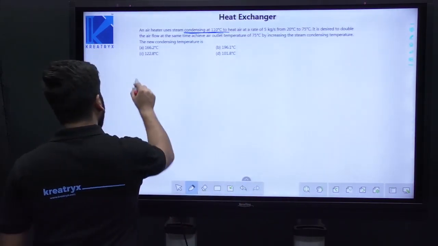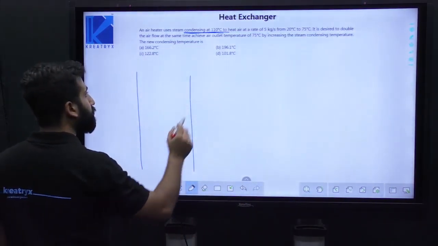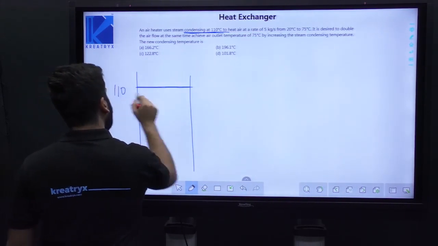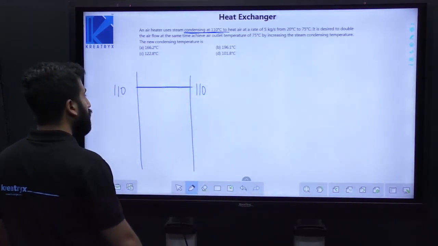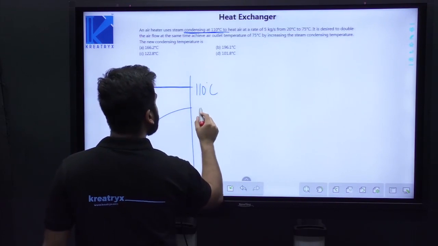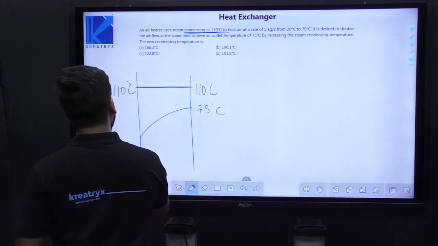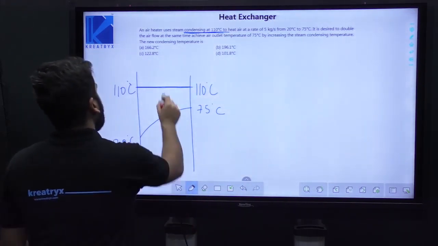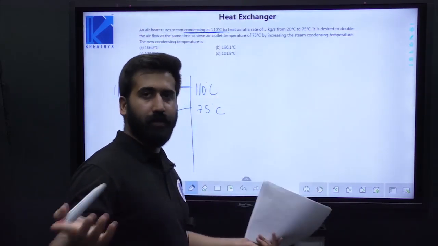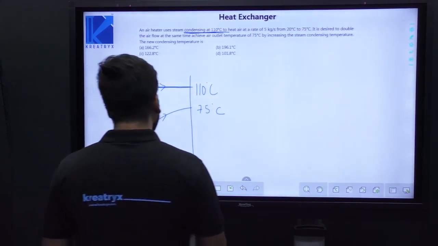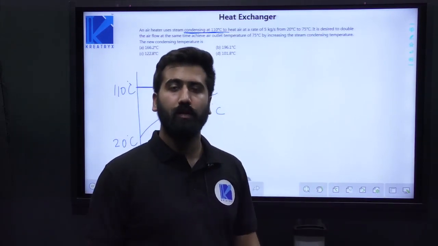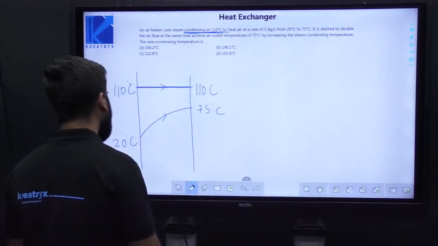So let us draw the temperature distribution for the first case when the steam is condensing at 110 degrees Celsius. This is 110, phase change. And the air is heated from 20 degrees Celsius to 75 degrees Celsius. Counter flow or parallel flow heat exchanger, you can take any of them because I've explained in the previous video. It doesn't matter, effectiveness will remain the same because one of the fluids is undergoing phase change. It's a special case.